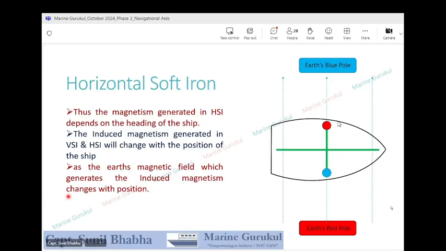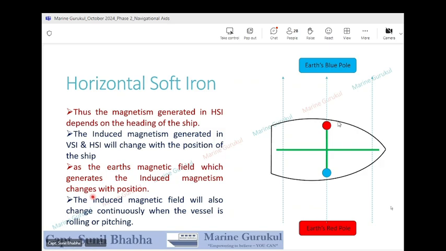Now as you move towards the pole, the horizontal component keeps on becoming lesser and lesser and the vertical component keeps on becoming stronger. If you go to the pole, you have zero horizontal component and maximum vertical component. So with the magnetism of the Earth changing with position, as the ship goes from position A to position B, the induced magnetism in the ship's soft iron structure is also going to change.